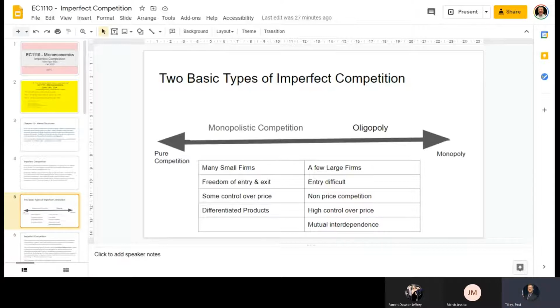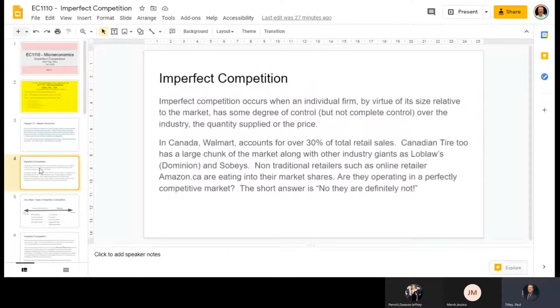We're looking at that middle ground in this particular unit. And as I say, in terms of imperfect competition, an individual firm, by virtue of its size relative to the market, has some degree of control over the industry and the quantity supplied or the price. Now, if we think in Canada, for example, imperfect competition is in the large retail sector. You think about Walmart. Walmart has about 35% of all sales. Canadian Tire has a good chunk as well. Loblaws has a good chunk. Sobeys has a good chunk.